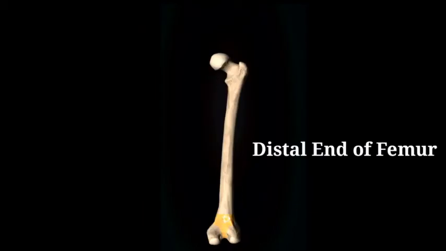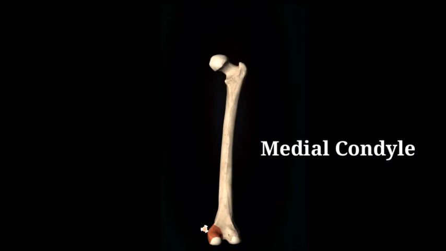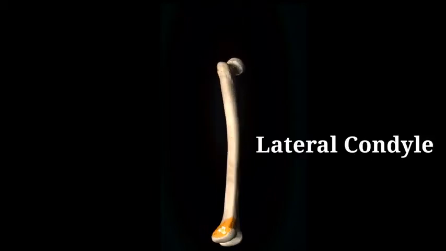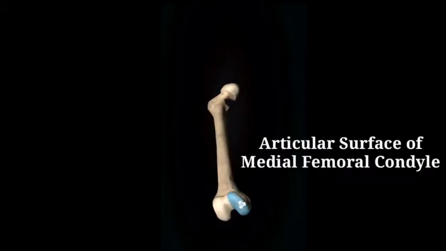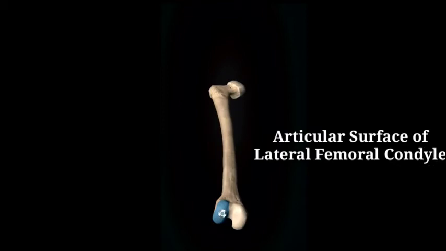This is the distal end of femur. This portion is the medial condyle of femur, and this portion is the lateral condyle of femur. The articular surface of medial condyle and lateral condyle articulate with the articular surface of tibia to form the knee joint.